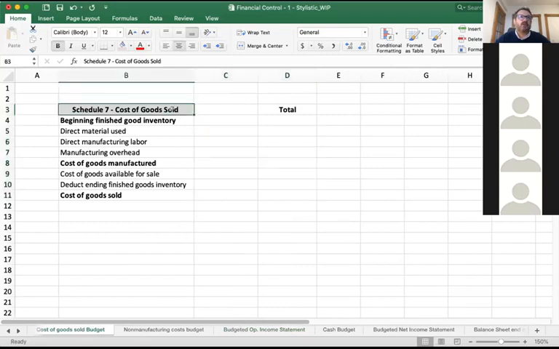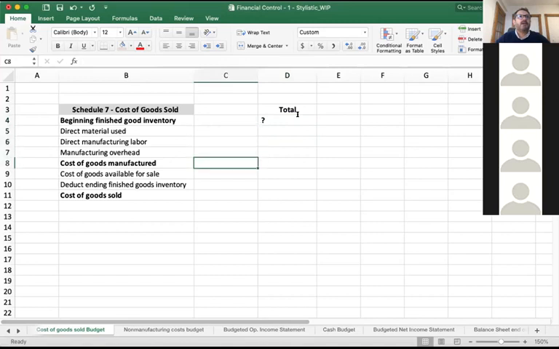So it's cost of goods sold. Okay. So there are some calculations, but they are not so complicated. In this one, you must find firstly the information about the beginning finished goods inventory. Okay, so that must be something you can find in the data.